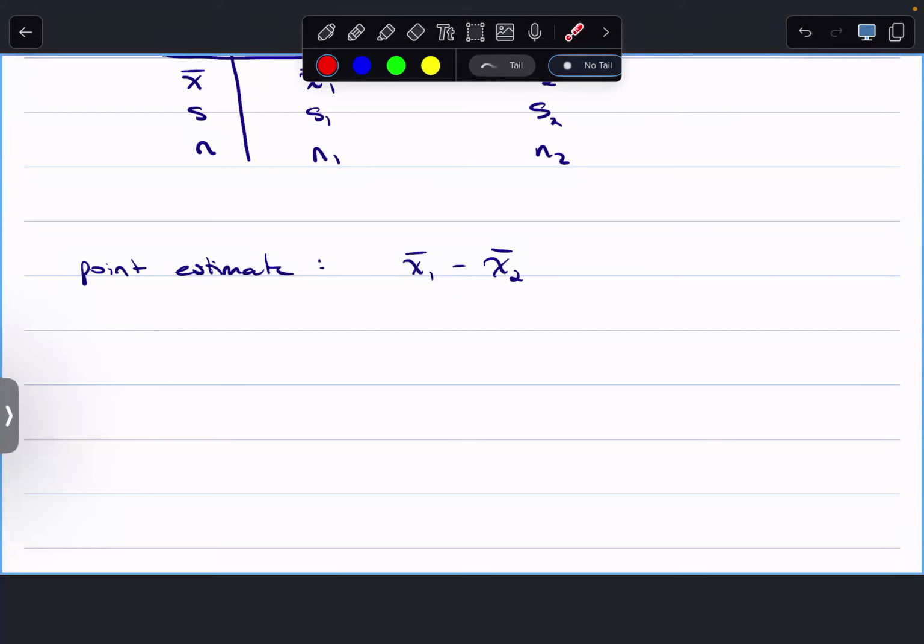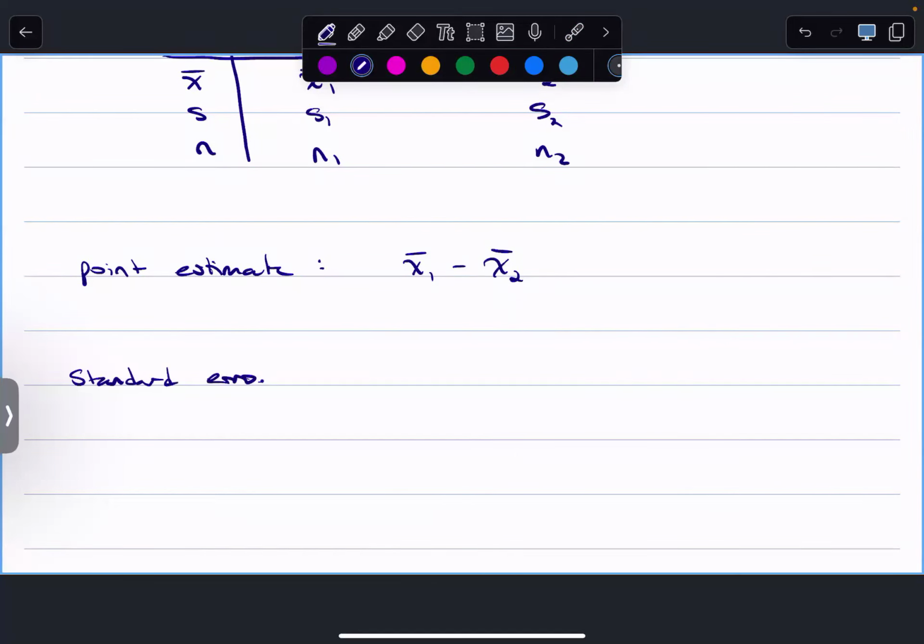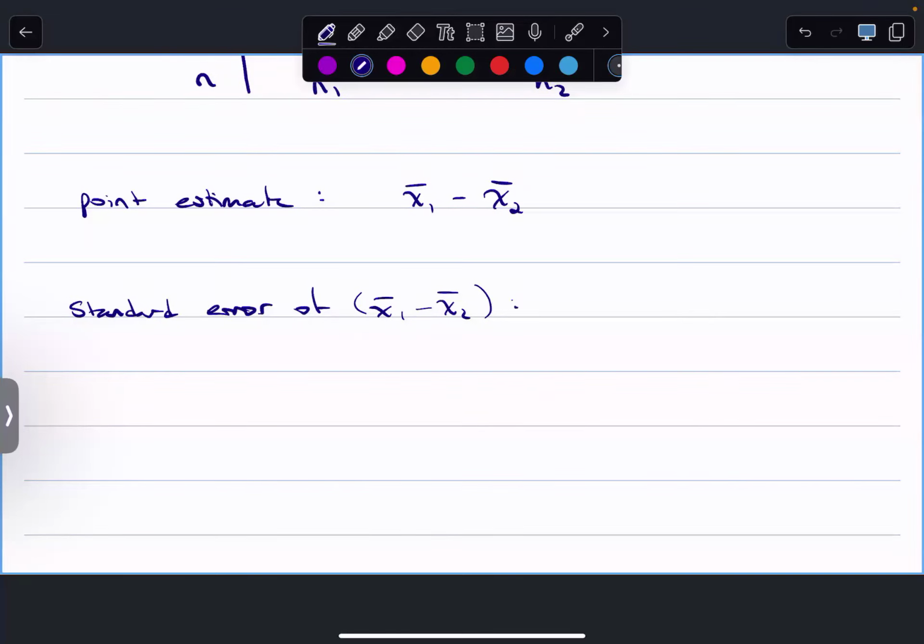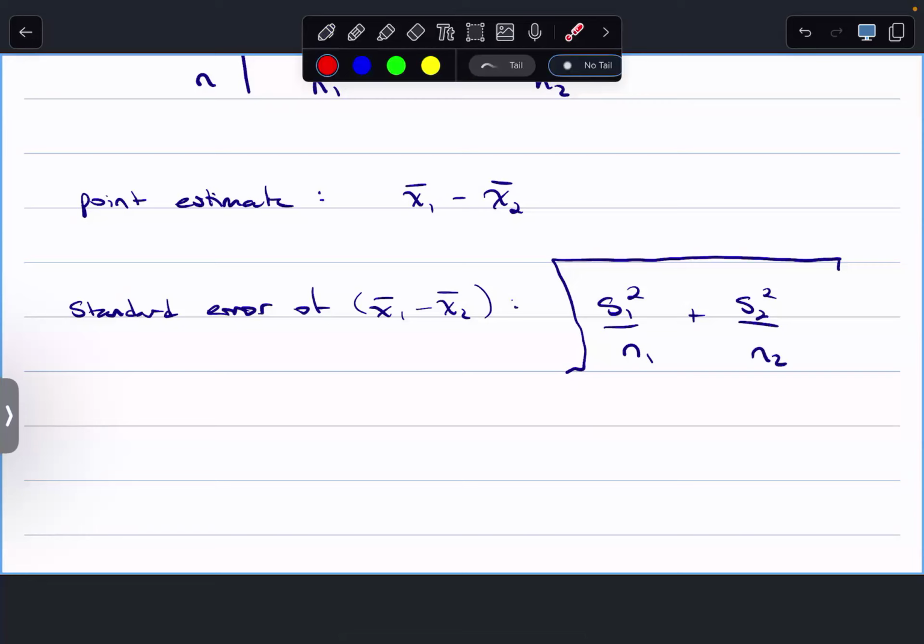The standard error of X1 bar minus X2 bar, which is our point estimate, is going to be the square root of S1 squared over N1 plus S2 squared over N2, square rooted. So it's only S1 squared, not N1. S1, yeah, exactly. So the square is only on the standard deviation. So we've got addition in here, so we're not actually allowed to simplify it.